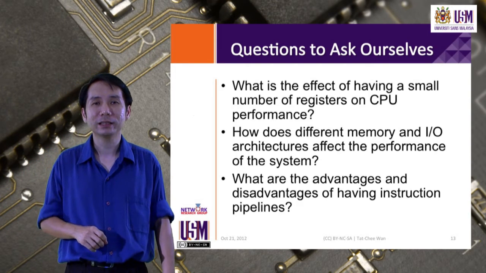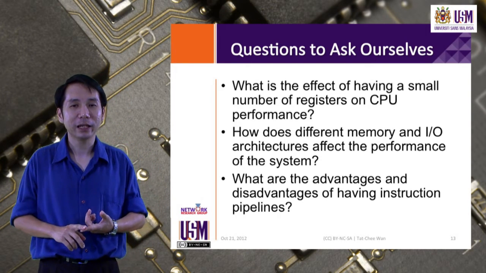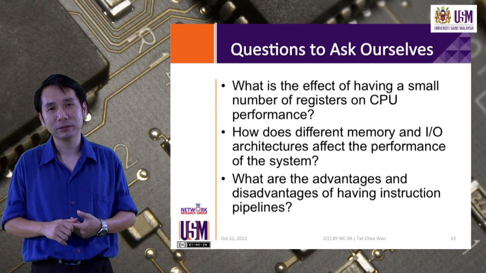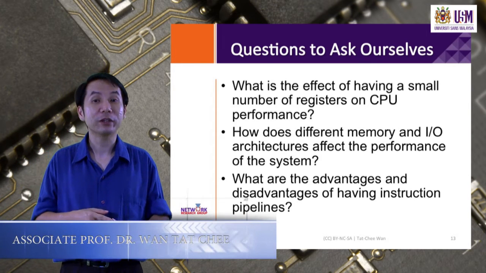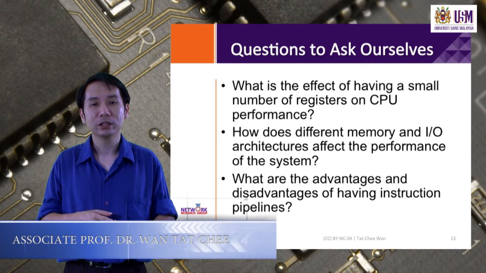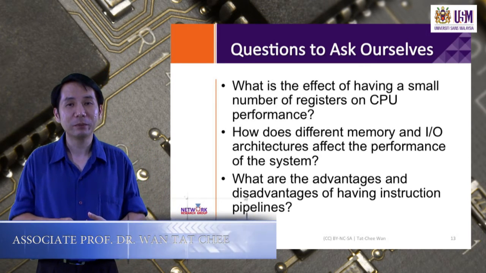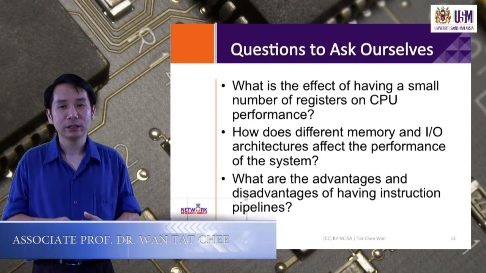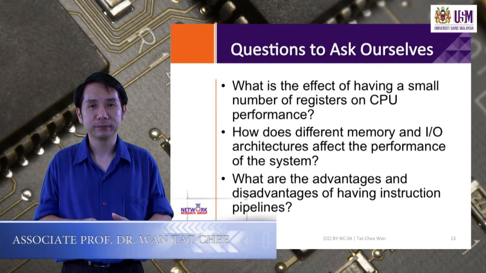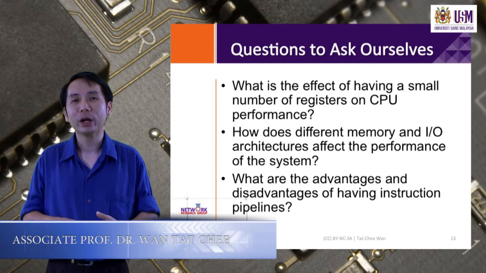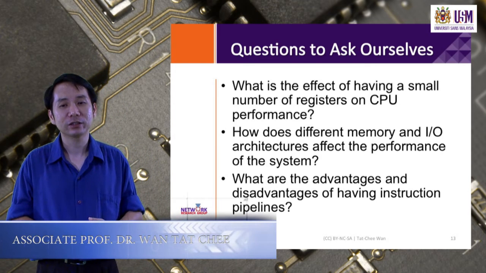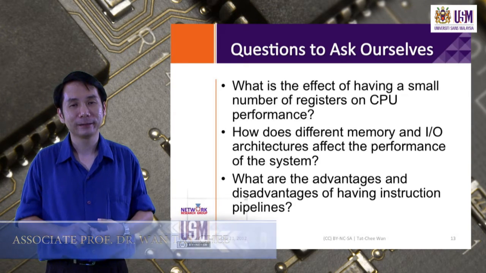As we are learning about these things, something to keep in mind, maybe you want to ask yourself, first, what is the effect of having a small number of registers on the CPU performance? Secondly, how does different memory and I/O architecture affect the performance of the system? And thirdly, what are the advantages and disadvantages of having instruction pipelines?